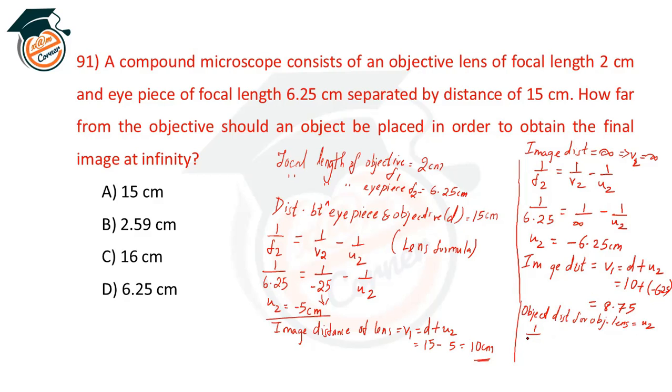So 1 by f1 equals 1 by v1 minus 1 by u1, which is equal to 1 by 2, because the focal length is 2 cm, equals 1 by v1 minus 1 by u1. We substitute the value of v1 and find u1 equals minus 2.59 centimeter. The answer is minus 2.59 centimeter. So 2.59 centimeter is the distance of the objective from the object.